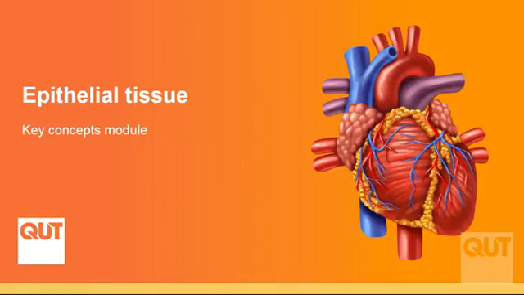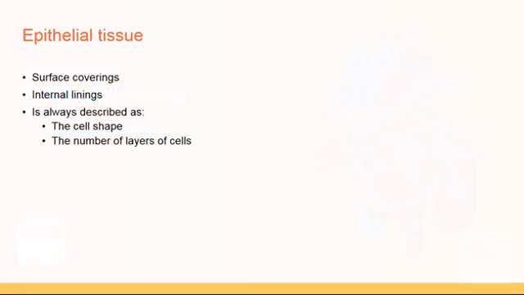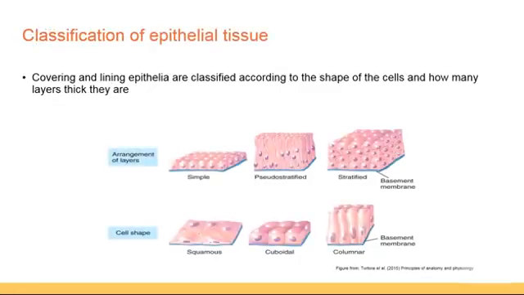In this Key Concepts module, I'm going to talk about epithelial tissue. So epithelial tissues provide surface coverings and internal linings in areas of the body. Epithelial tissue must always be described as the shape of the cell and the number of layers of cells. If you don't include both of those pieces of information anytime we ask you about epithelial tissue in assessment, then you will lose marks.